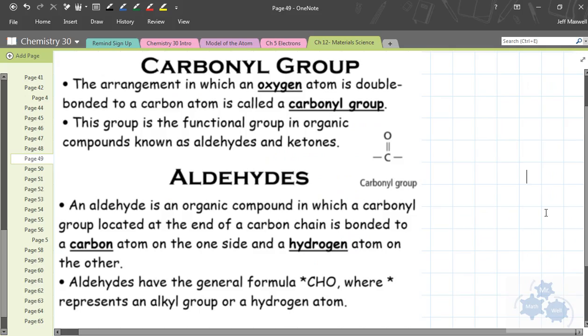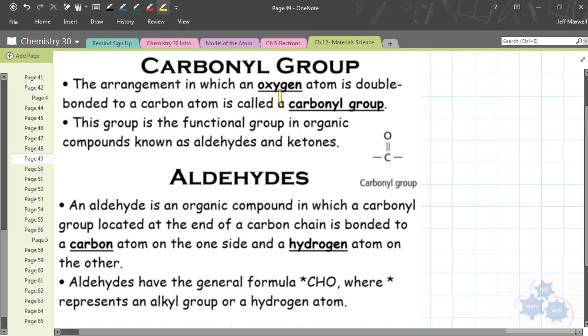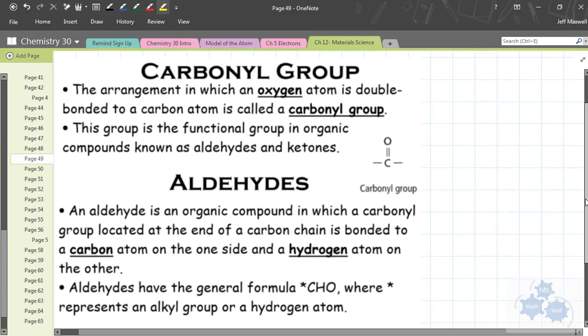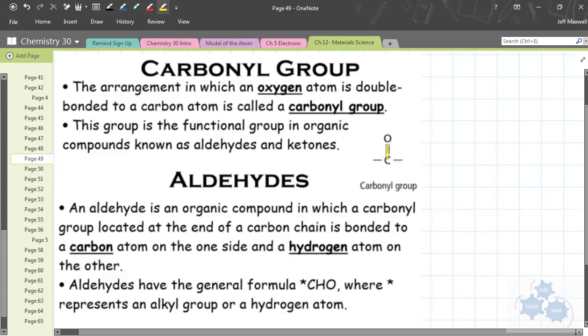Next functional group we're going to talk about is the carbonyl group. Last one for this lesson, the carbonyl group. The arrangement in which an oxygen atom is double bonded to carbon is called carbonyl. Similar to the ether group, which was COC, this is C double bonded to O as a group, kind of on its own like this. So oxygen double bonded to carbon is called the carbonyl group.